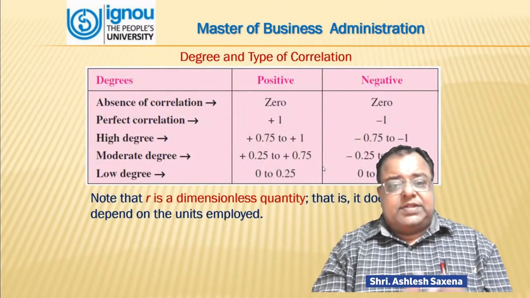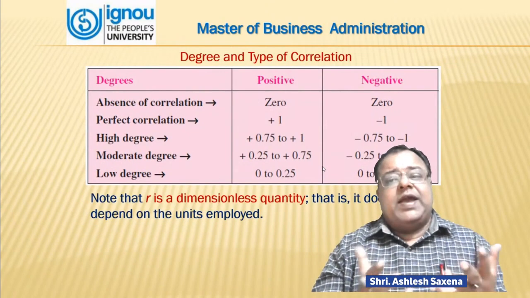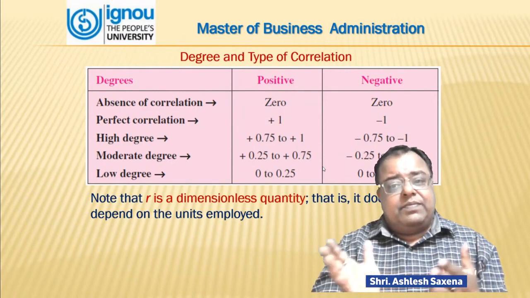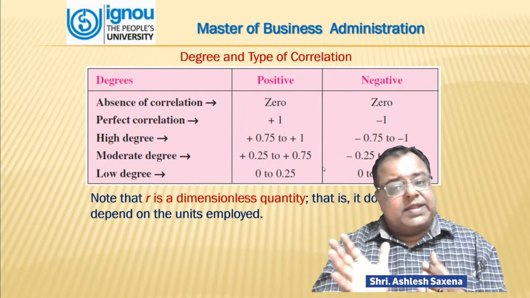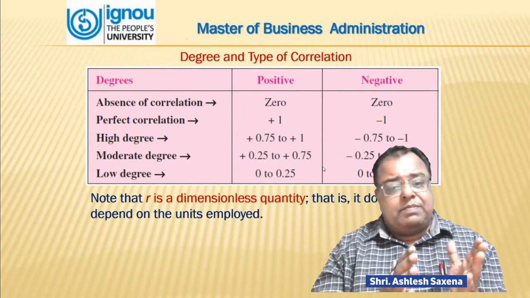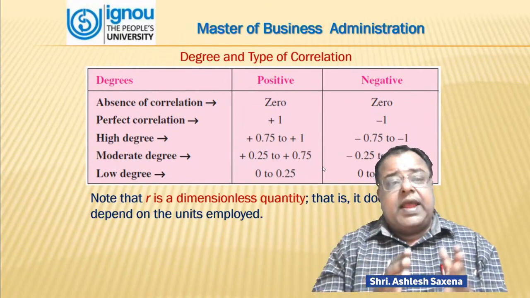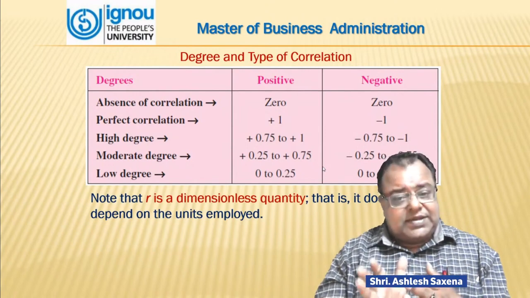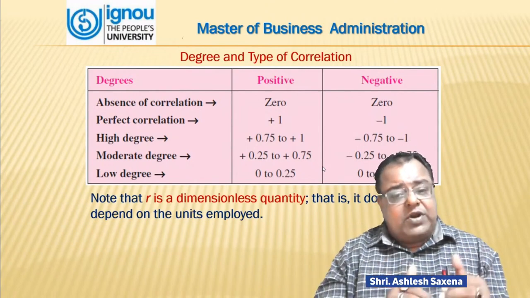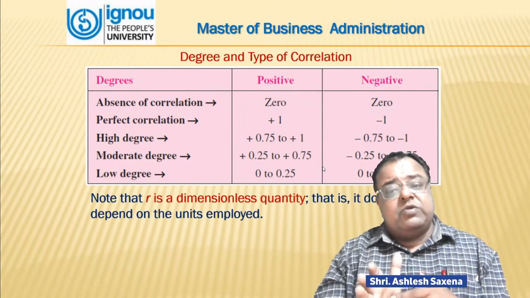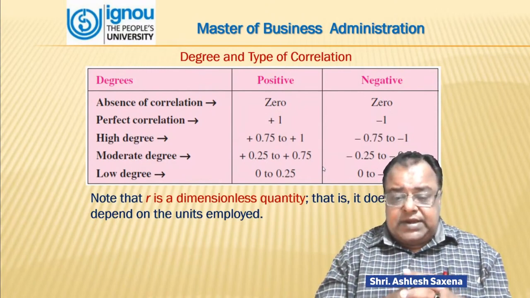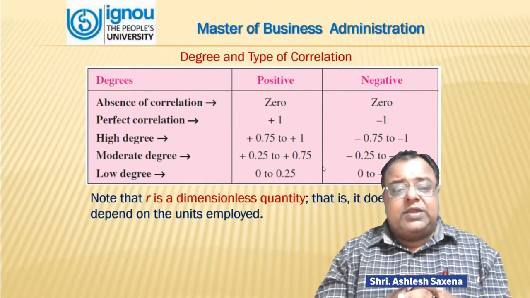Degree and type of correlations. This figure depicts what we have discussed till now. Absence of correlation is zero. Perfect correlation is plus one in the positive case and minus one in the negative case. High degree of correlation is from plus 0.75 to plus one, and high degree of negative correlation is from minus 0.75 to minus one. Moderate degree is plus 0.25 to plus 0.75, and similarly for negative. And for low degree, it is from 0 to 0.25 and from 0 to minus 0.25. Note that r is a dimensionless quantity, and it does not depend on the unit employed.